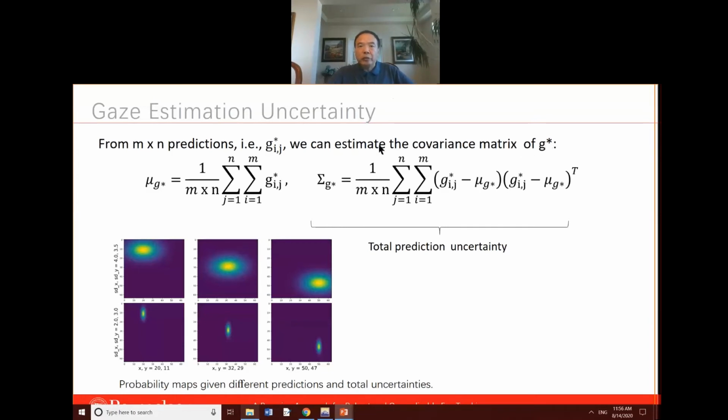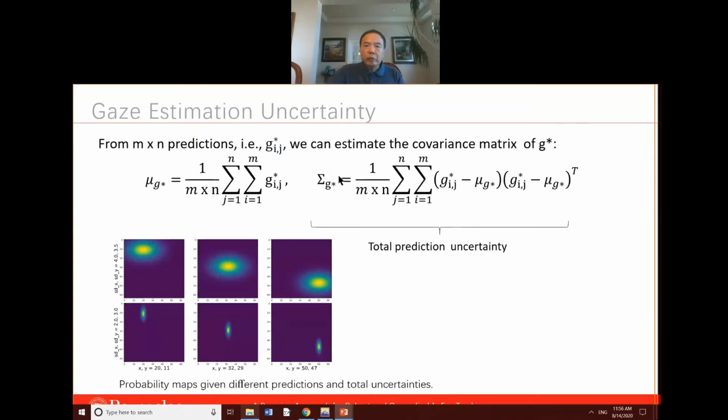And this covariance matrix, we can compute it from the sample covariance matrix. So first we get the mean, then we can compute the sample covariance matrix. This sample covariance matrix basically captures the uncertainty of G star. So this is sigma G star, which captures the uncertainty of G star.